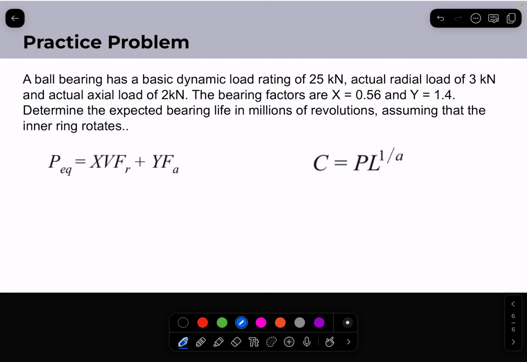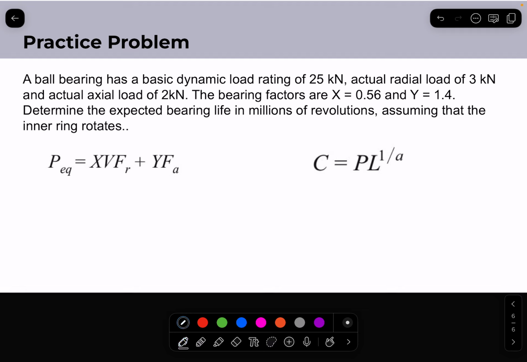So here we have a ball bearing that has a basic dynamic load rating of 25 kilonewtons, actual radial load of 3 kilonewtons, and actual axial load of 2 kilonewtons. The bearing factors are X equals 0.56 and Y equals 1.4. The question is to determine the expected bearing life in millions of revolutions, assuming that the inner ring rotates.